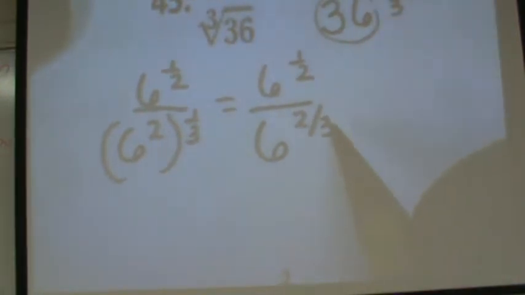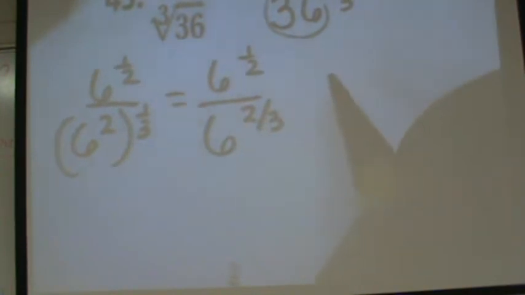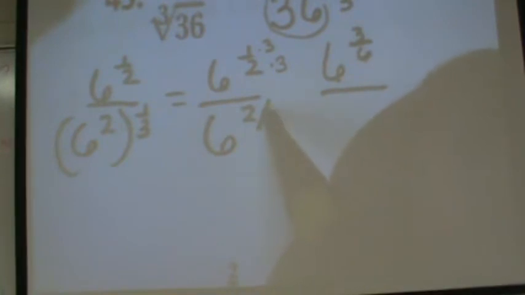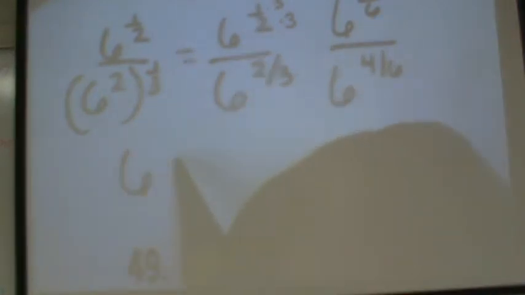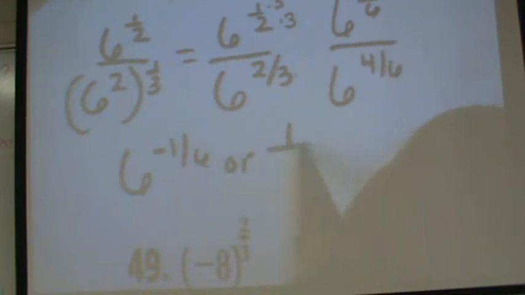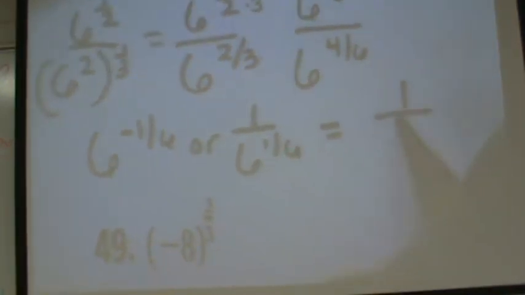So now get a common denominator, which is going to be 6. So you're going to multiply this by 3 and this by 3. So this is going to be 6 to the 3/6 over, multiply this by 2, this by 2. So 6 to the 4/6. So this would be 6 to the negative 1/6, or 1 over 6 to the 1/6, or 1 over the 6th root of 6.